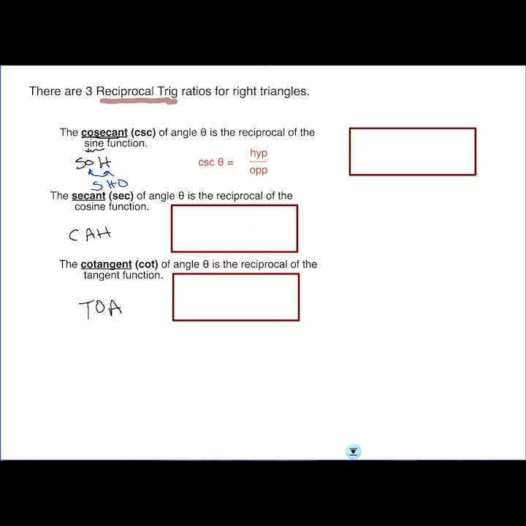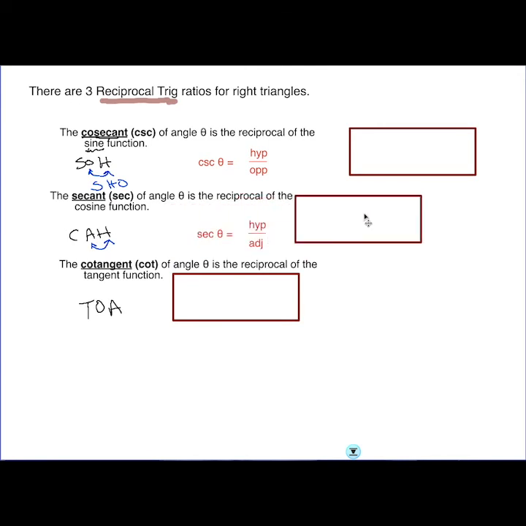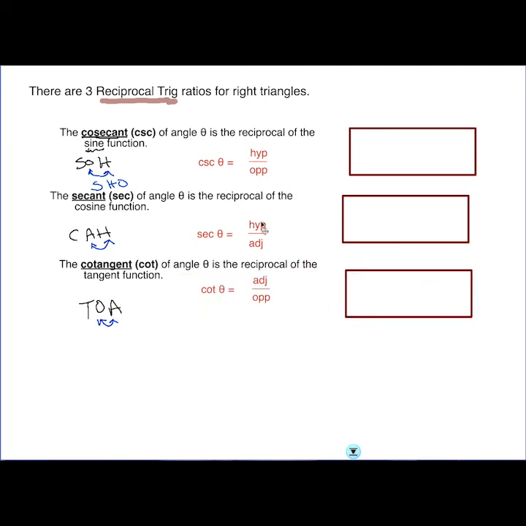And secant, this next one here, is the inverse or the reciprocal of this. So instead of A over H, the reciprocal, we just flip it, is H over A. And then cotangent, abbreviated COT, is the reciprocal of tangent. So we flip O and A. Remember, these are ratios, so instead of O over A, it's A over O.